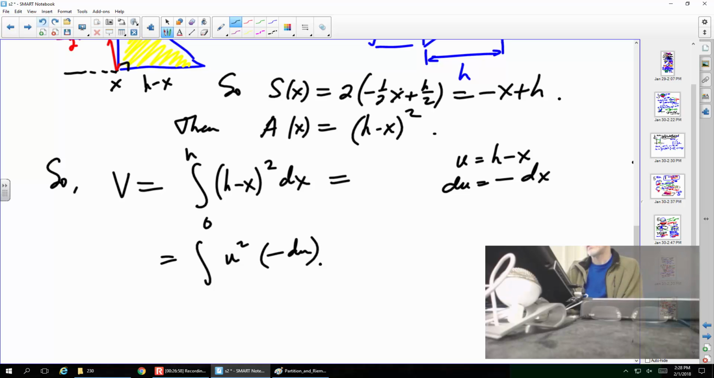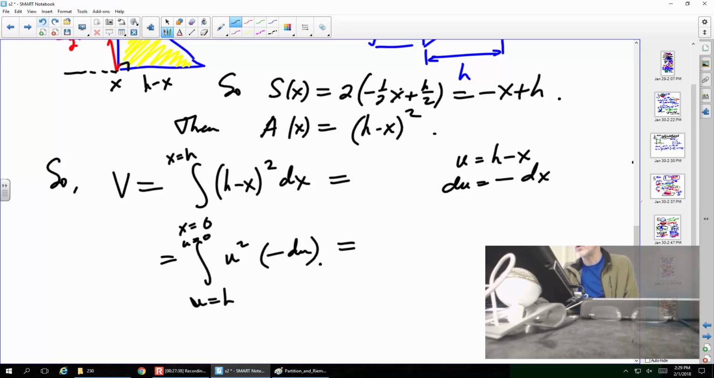Okay, and the limits, these limits were with respect to x, and now we have new limits with respect to u. So x equals 0 turns into, limit for u, what is it? x equal to 0, u is h, and when x is h, u is 0, right? Okay, so these are the limits, and I intentionally carried out the integration by substitution including the limits. So it's a definite integral just as well. We don't have to go back to x. We could just as well deal with u.